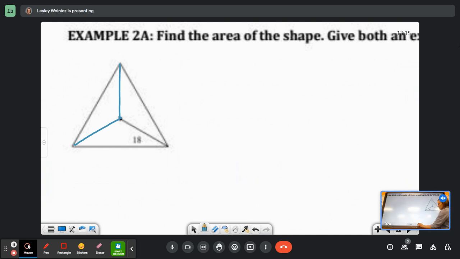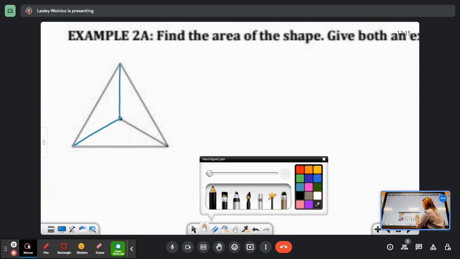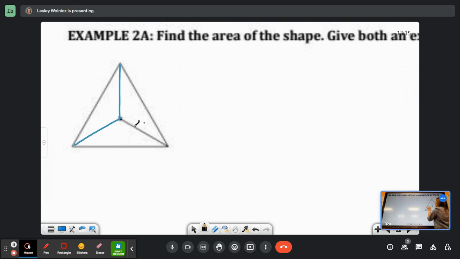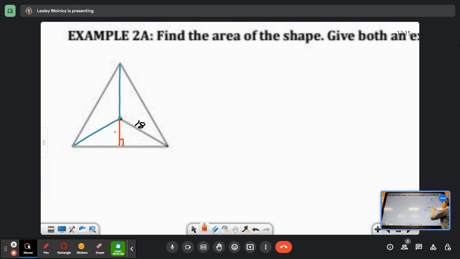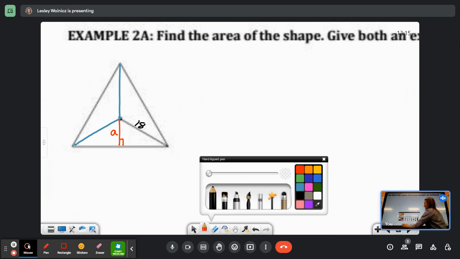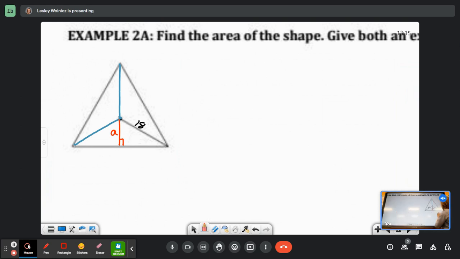I'm going to erase this 18 because I don't like where it's put. If you want, you can erase it, scratch it out too, and rewrite it. I'm going to rewrite that 18 right there. That's where the 18 belongs. All right, I'm going to draw in my apothem, which I don't know. And I also don't know the side length for the big triangle. But I know that it's 2 times whatever this is right here.